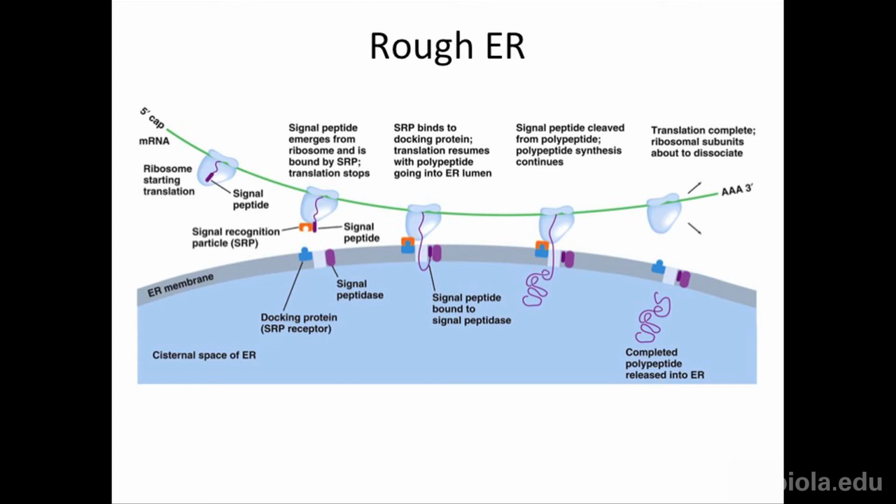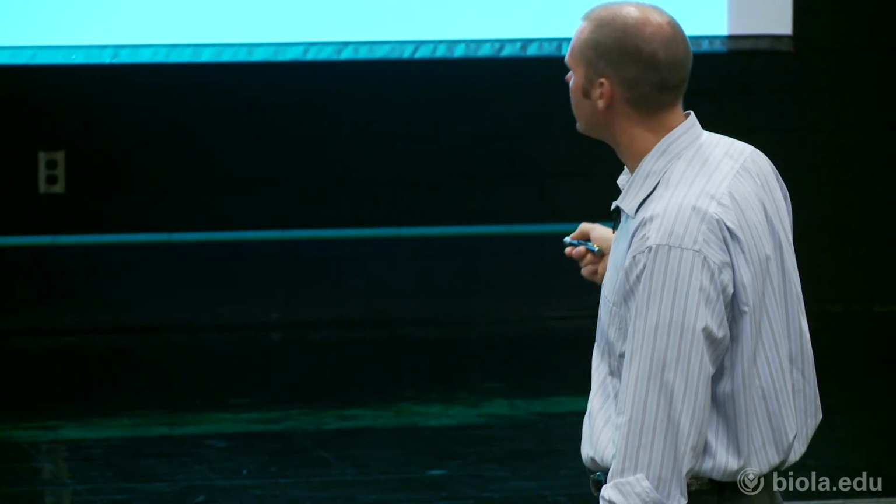Then when it's done, everything dismantles, right? Stop codon, the terminator protein comes in, sits down, breaks everything apart, and I've got the protein now inside the ER. And then the ER can modify it, and it can be passed on to the Golgi, and I can do all those protein modification things.